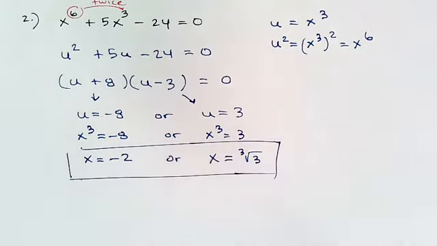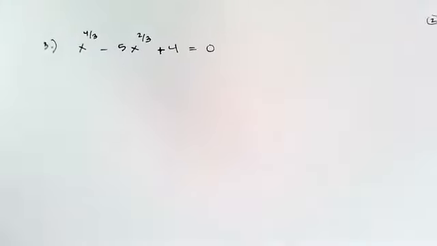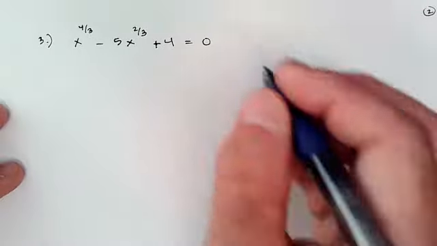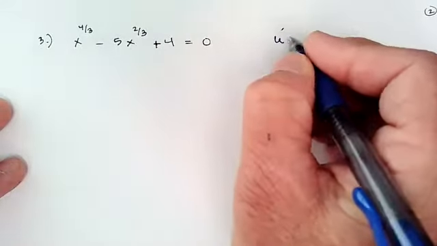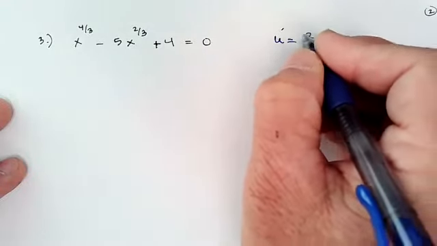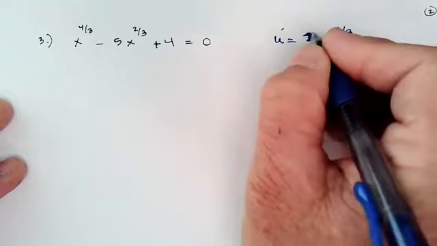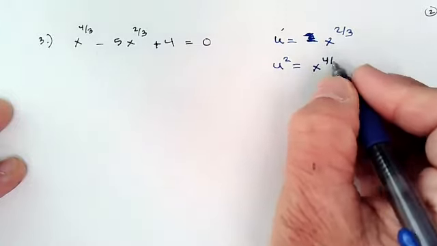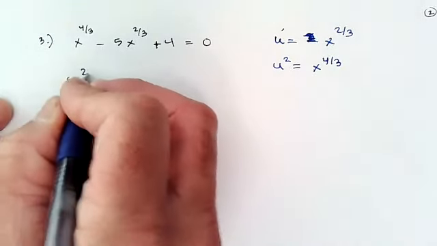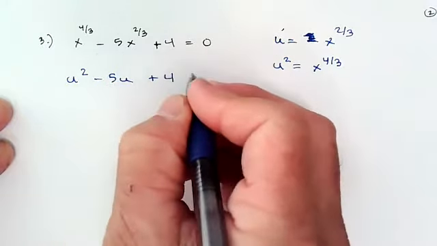Okay, and then I got one more example here. This would be a good time, if you think you've got it, to pause the video and practice this one on your own. Okay, assuming you've done that, I notice that 4/3 is twice 2/3, so I'm going to let u equal x to the 2/3. That's because u squared would give me x to the 4/3. So this is u squared minus 5u plus 4.